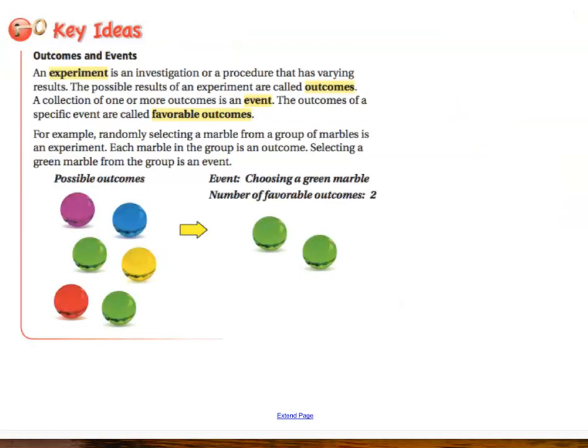So just like in science, in math, an experiment is an investigation or a procedure that has varying results. The results of the experiment, in this case, are called the outcomes. A collection of one or more outcomes is an event, and the outcomes of a specific event are called favorable outcomes. Those are the outcomes that you want to achieve.